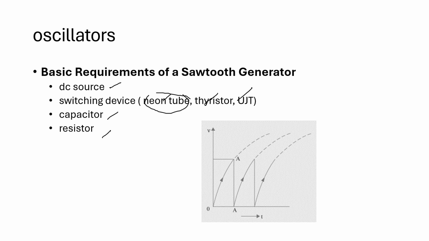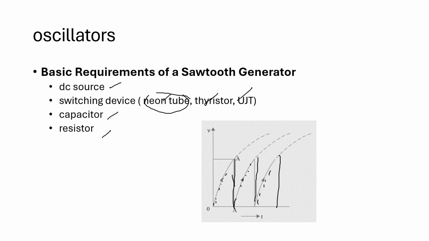Okay, so the sawtooth generator has somewhat a VI characteristic of slow charging. So it should have a slow charging effect. Slow charging and then fast discharge, slow charging and then fast discharge. So if we do that continuously, we can form a sawtooth waveform.